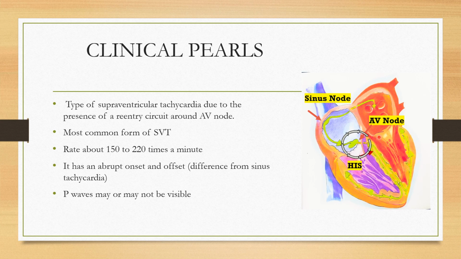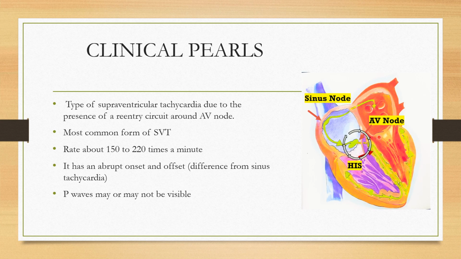The rate is 150 to 220 or even faster than that. It has an abrupt onset and abrupt offset. Now this is a point that differentiates this tachycardia from the sinus tachycardia. So for a sinus tachycardia, it has to be a gradual onset and offset, and along with that, the P wave usually follows the QRS complex.